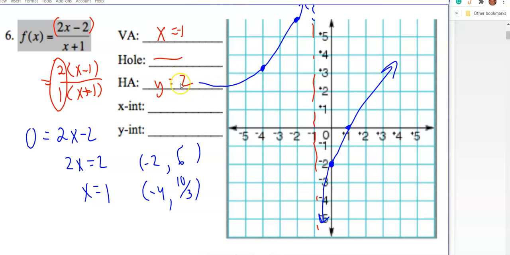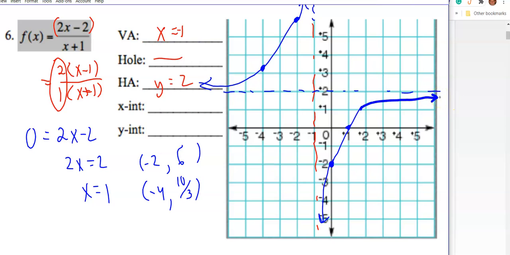Hilarious. I forgot to draw the horizontal asymptote there. So that should be like that. So it does kind of do that. It does kind of approach that at 2. And now that I know there's a horizontal asymptote there, it's definitely going to be approaching that horizontal asymptote. So the graph might look something like this.